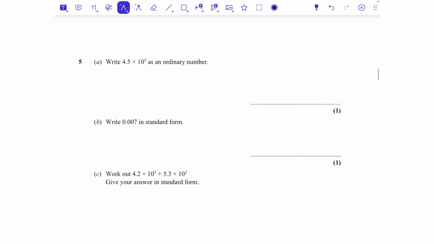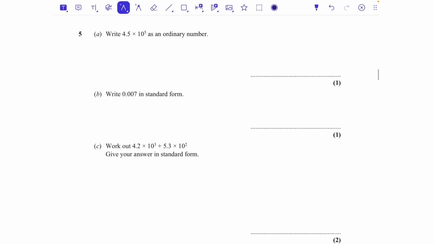Question number 5, standard form. Write 4.5 times 10 to the power of 5 as an ordinary number. So times 10 to the power of 5 just means we're going to times by 10, times by 10, times by 10, times by 10, times by 10, 5 times. So 4.5, if you times that by 10 once, it becomes 45. The decimal point would then be here.